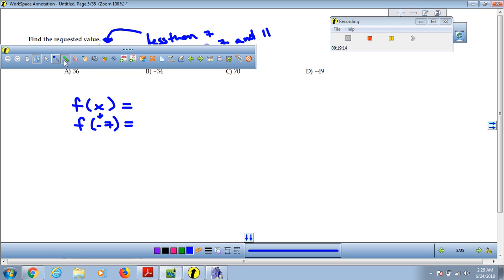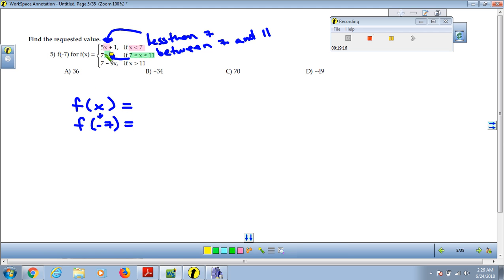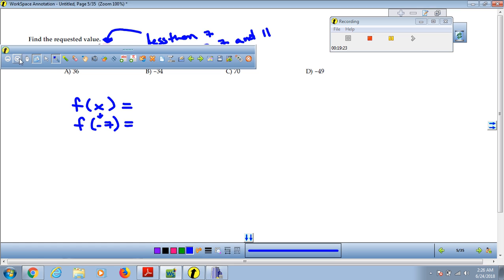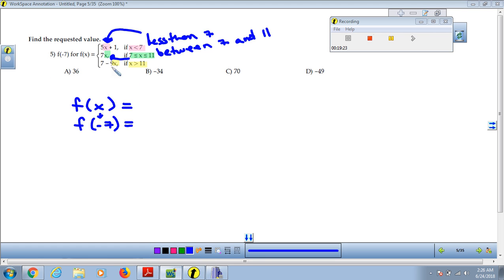Lastly, this 9x, you're going to substitute a value in here for this particular x only if that x value is greater than 11. So, greater than 11. So, the number that I want to substitute is negative 7.